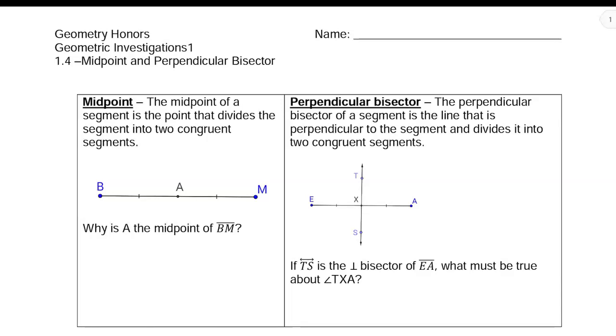Notes 1.4, this time on midpoint and perpendicular bisector. We begin with midpoint. Midpoint divides a segment into two congruent segments.